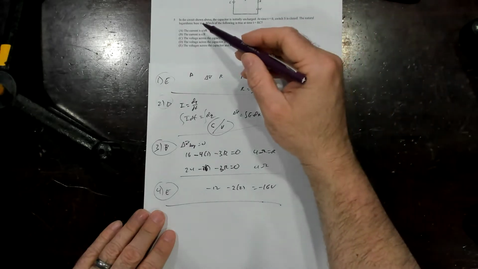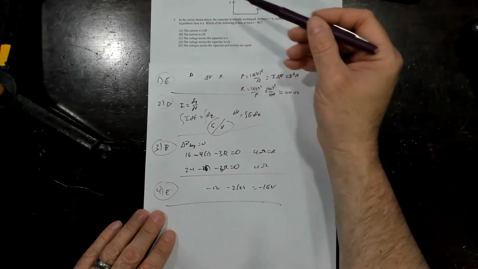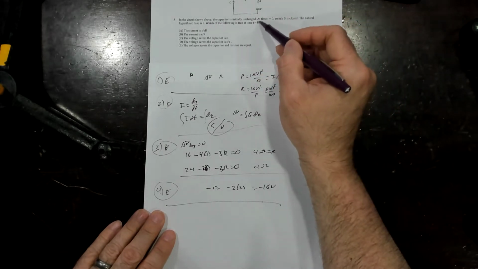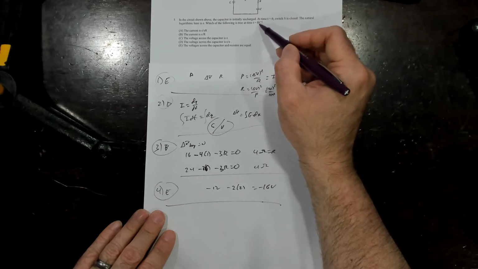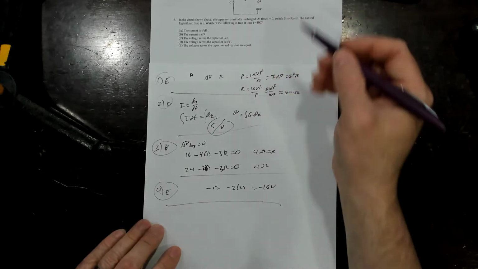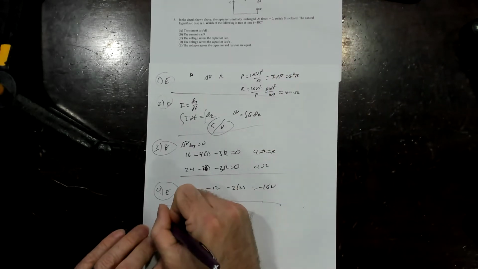They tell you the natural log base is e, in case you're wondering what they're going to symbolize it with. Which of the following is true at time t equals RC? So you should recognize that t equals RC is the time constant. You say, hey, what's the time constant? The time constant, that's tau.